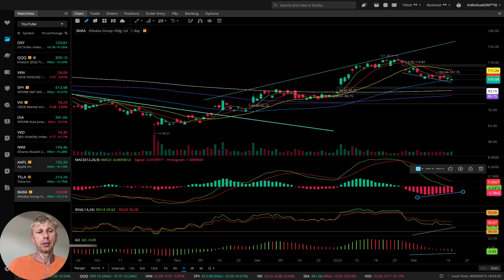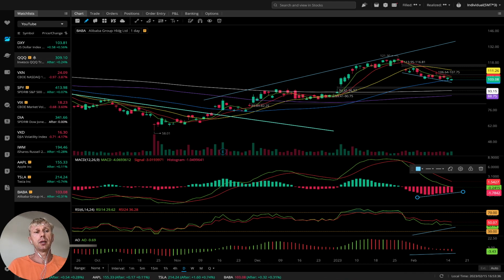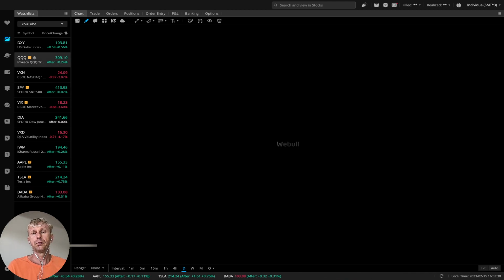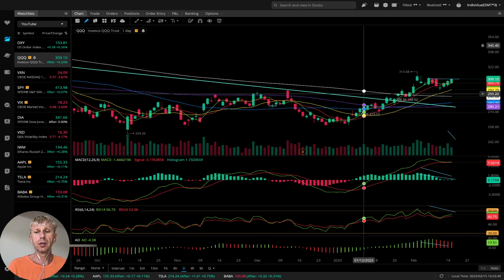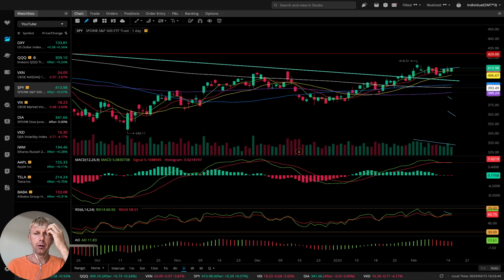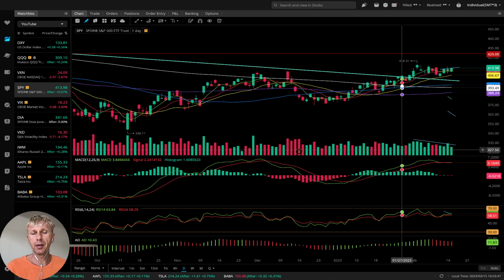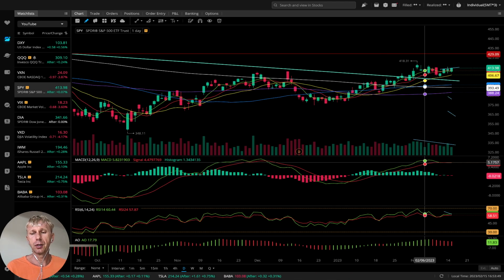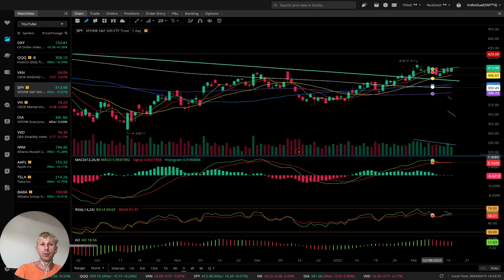Okay, that's all. Let's do a summary for QQQ, because QQQ and SPY are similar. Dow Jones is the weakest. On the daily time frame, they are still fighting between bulls and bears, right?